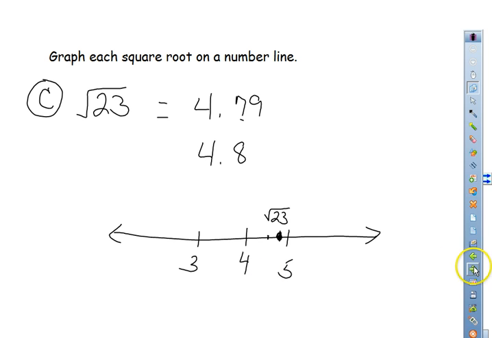Okay, let's do the next one. I'm going to let you hit pause and then solve this. Alright, so you're going to take 309 and the square root of that, and you're going to see that you get 17.57.